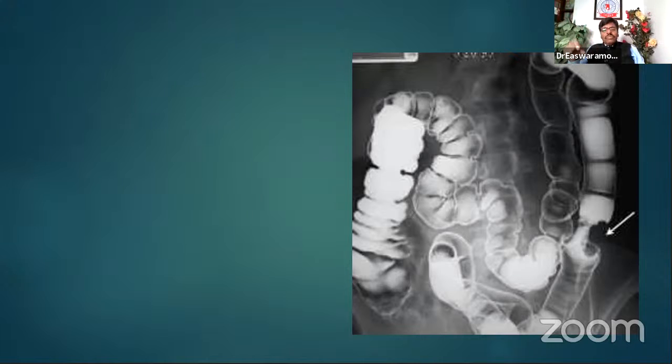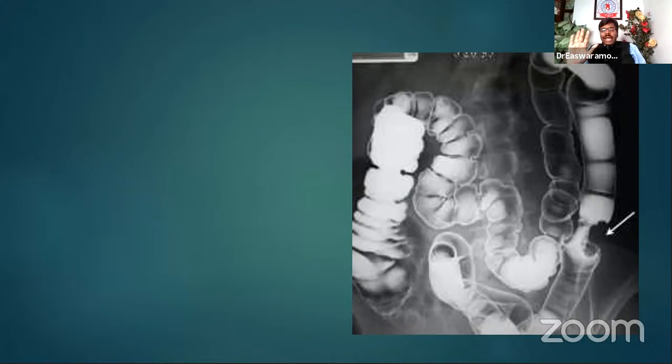Then gradually you give all the barium followed by the air as a contrast. Then take a picture in various positions. Then deflate the catheter. Ask the patient to go and evacuate. You can even take a post-evacuation picture, like a post-micturition picture in IVU. Here also you can do it.